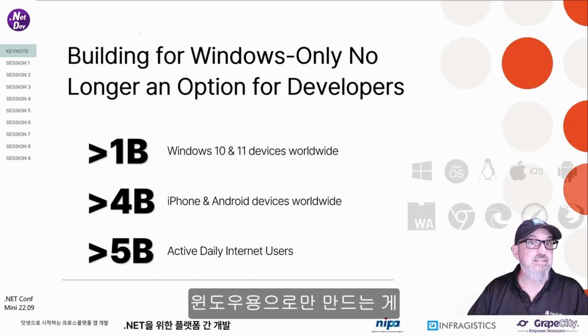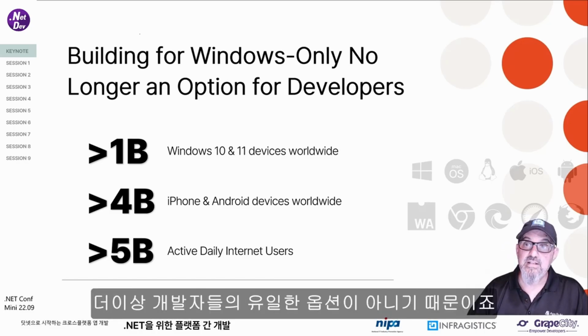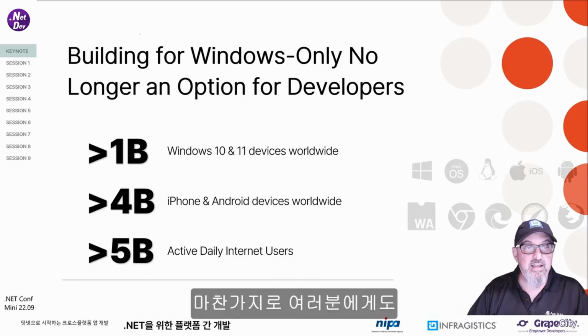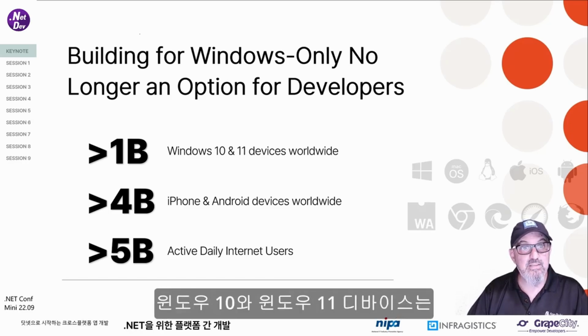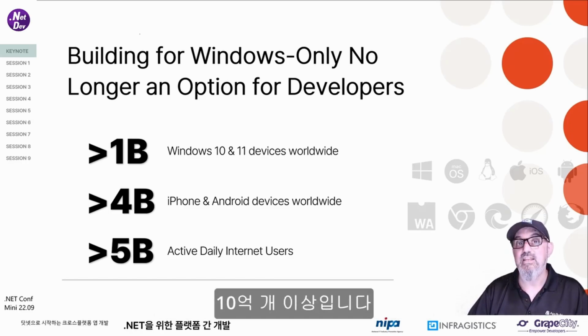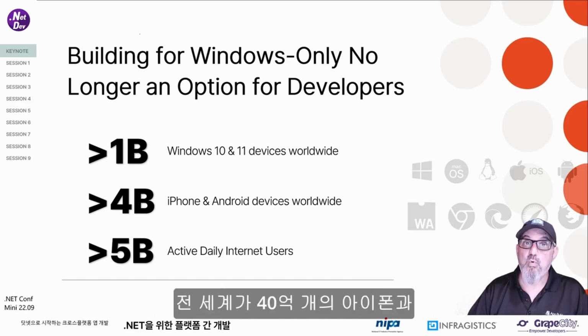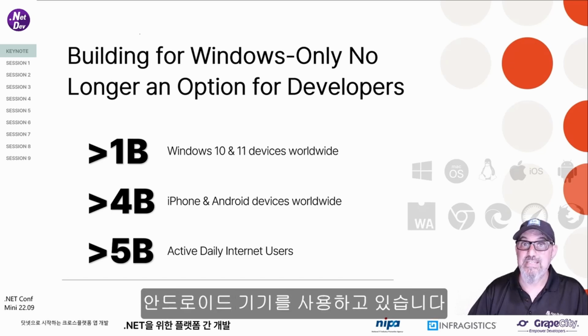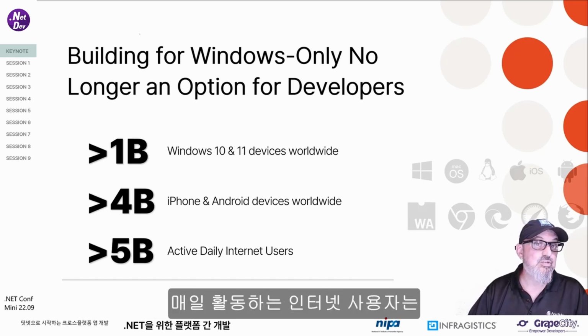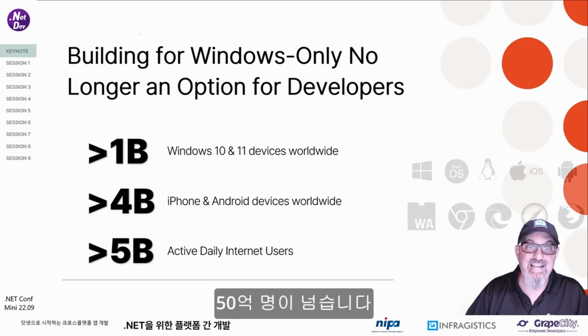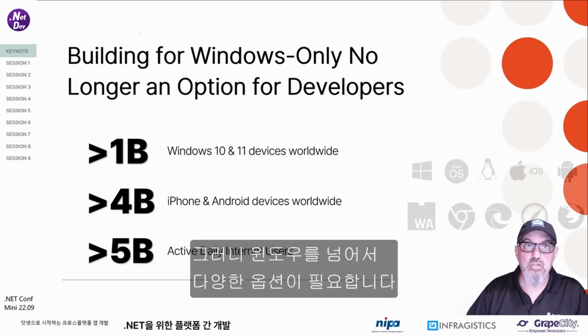The reason is that building for Windows is no longer the only option for developers. And it's no longer the option that you should think is your only choice. There's more than 1 billion Windows 10 and Windows 11 devices. There's more than 4 billion iPhone and Android devices used daily across the globe. Everything added up together means there's more than 5 billion daily active internet users. So you need more options than just building for Windows.